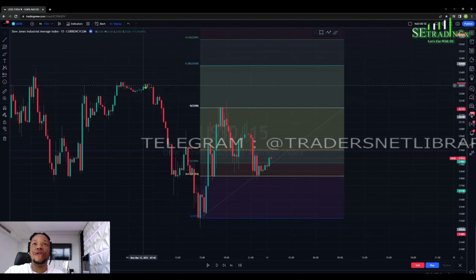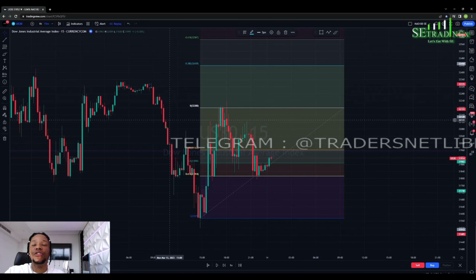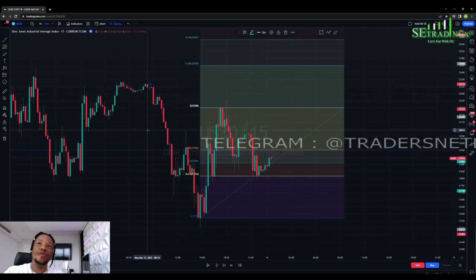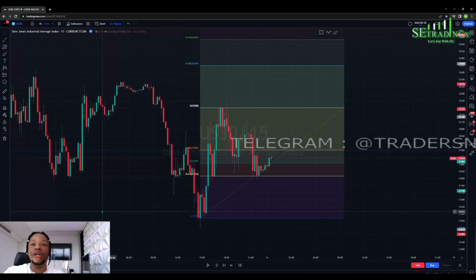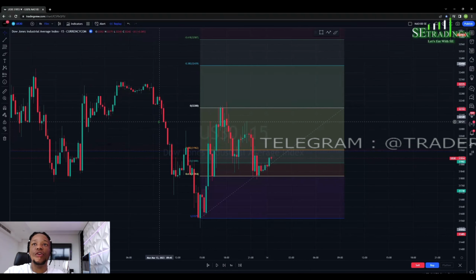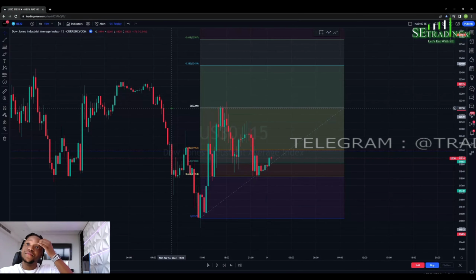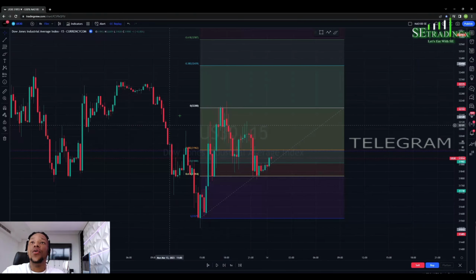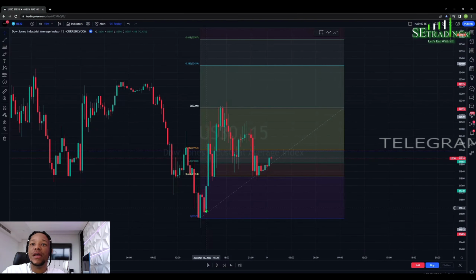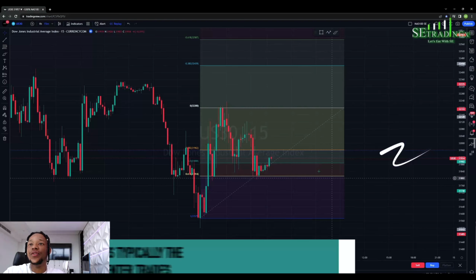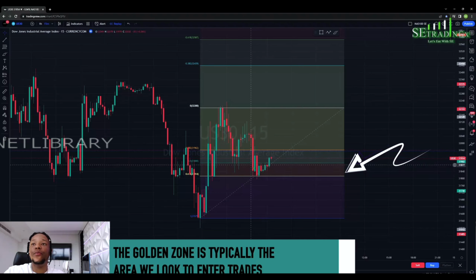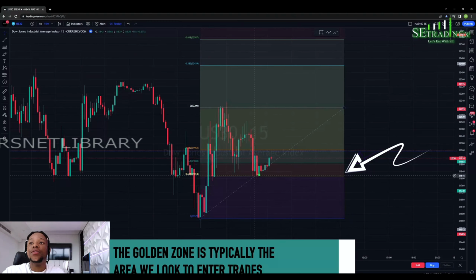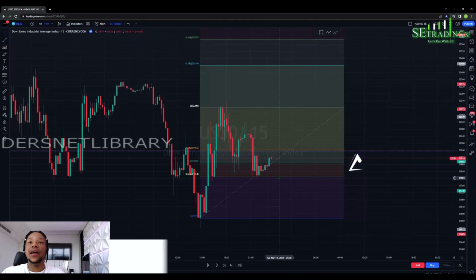Fibonacci. You just pay attention to price and market structure, and this happens even if you were doing it vice versa. If you were doing a bullish trend and you were looking for higher lows and higher highs, and then it fails to break, it's the same thing. So what we're looking at right now is the 0.5 and the 0.618. This area right here is known as our golden zone. Basically, this is the area where we generally look to take our trades.